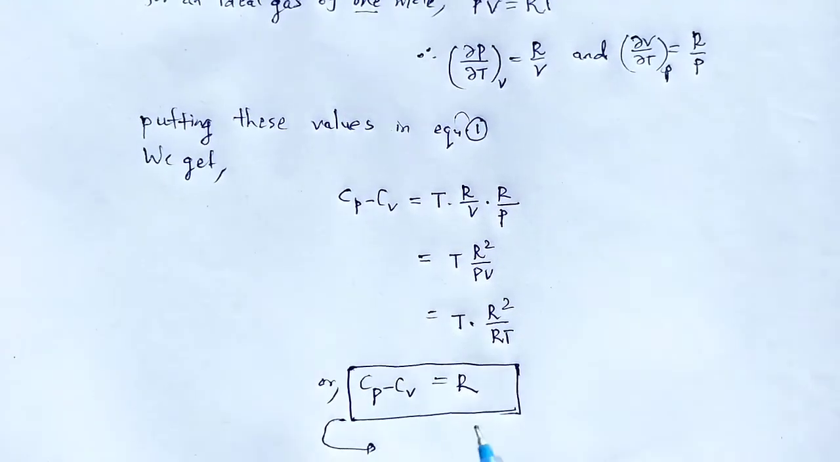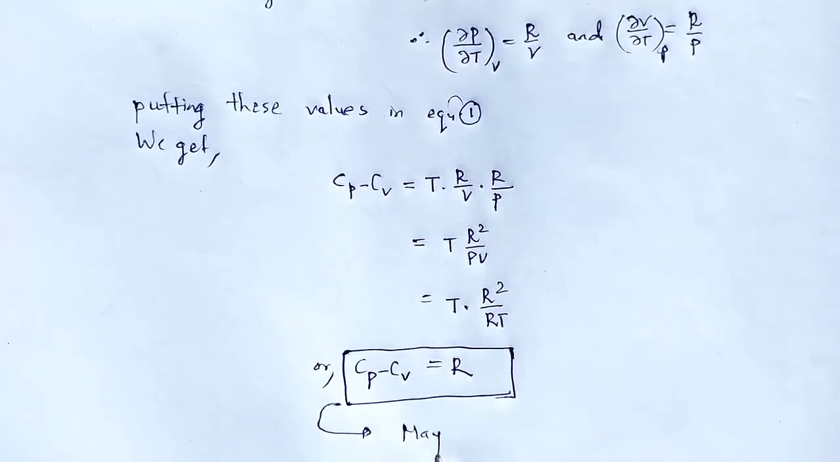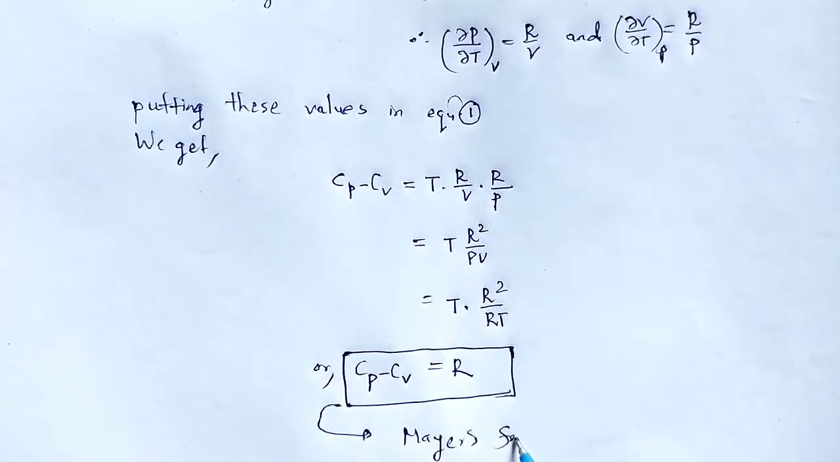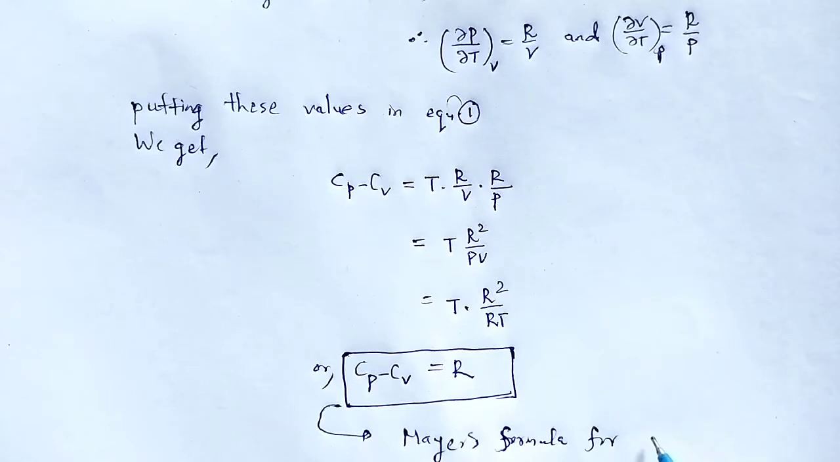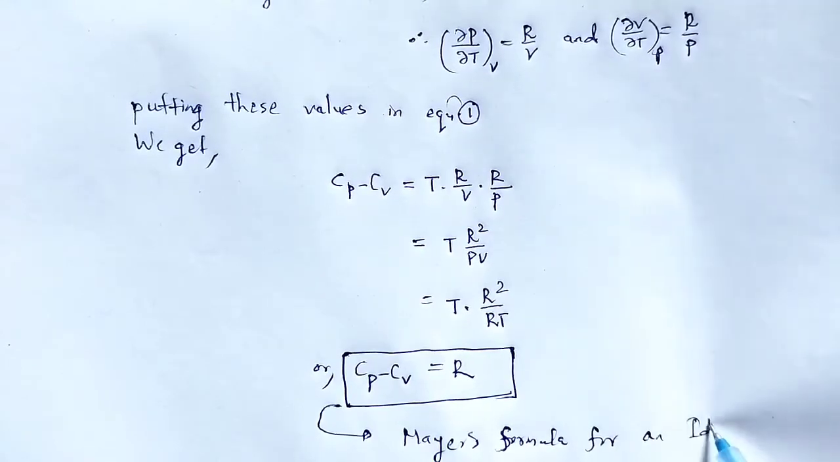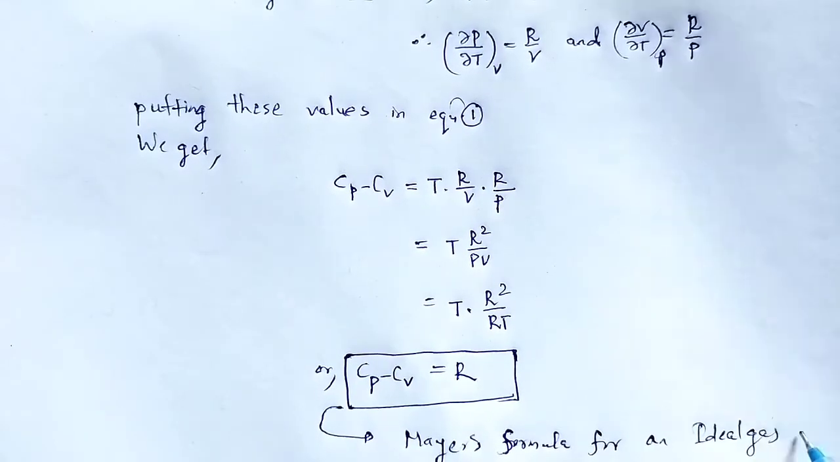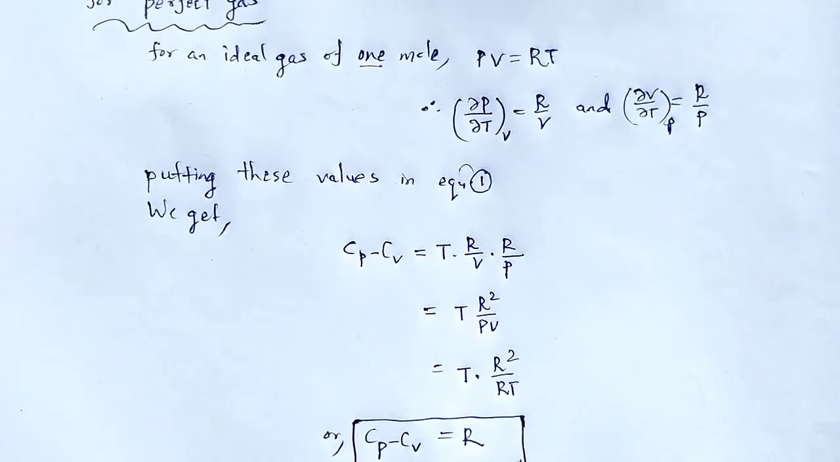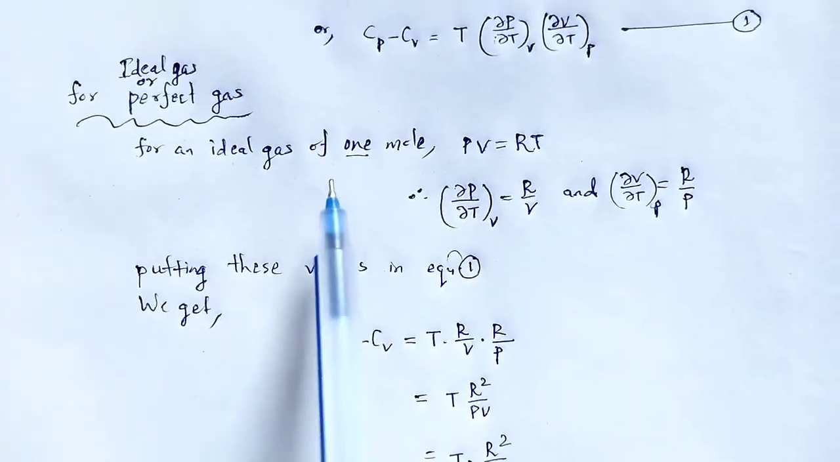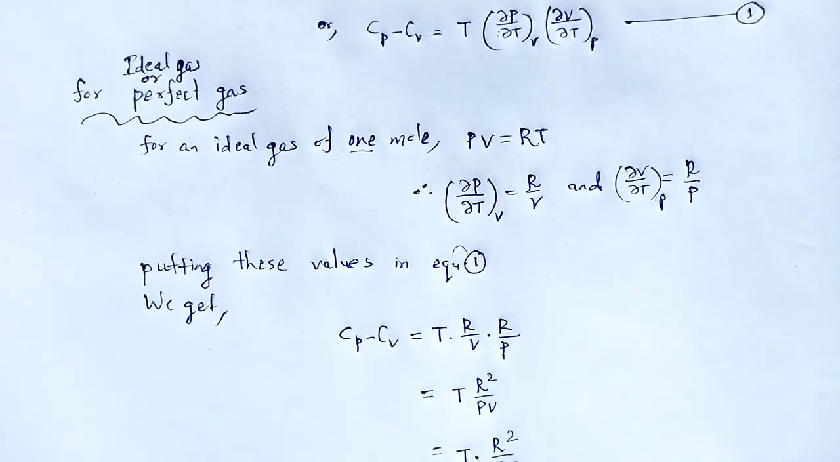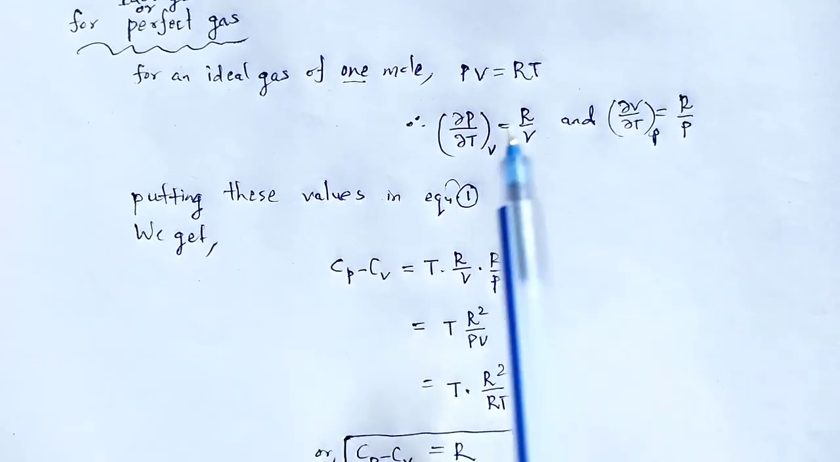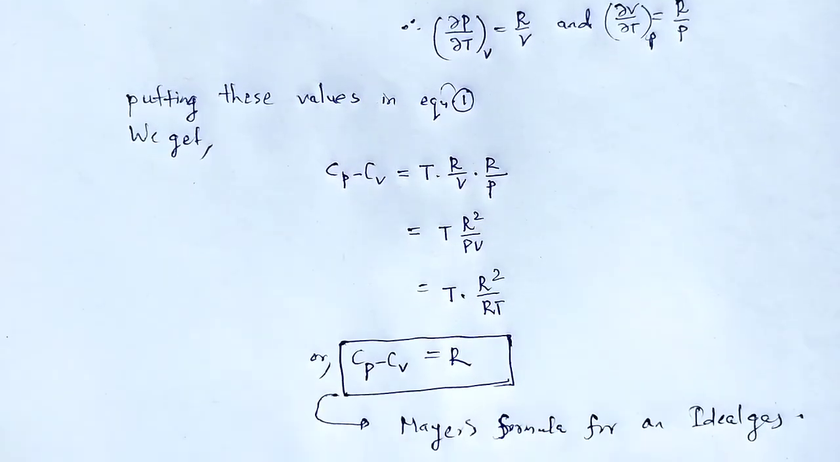That is the Mayer's formula for an ideal gas. This is the result of Cp minus Cv is equal to R for ideal gas or perfect gas. Now, the result of Cp minus Cv for van der Waals gas.